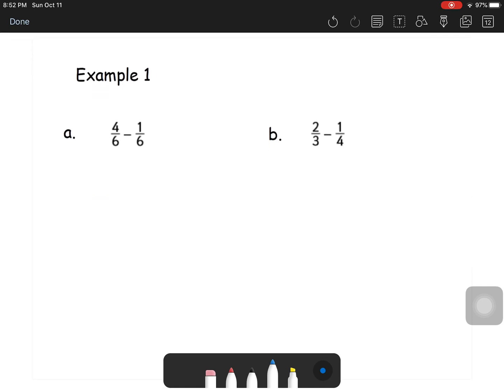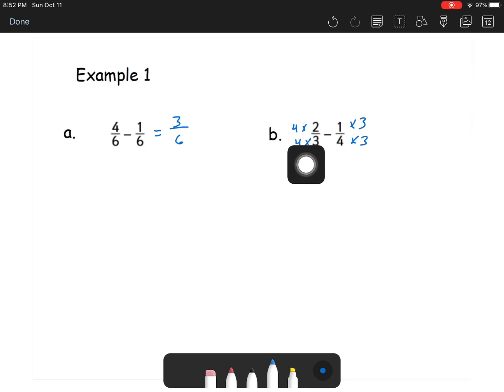Okay, so here we're just left to do the problem. So common denominators already. 4 minus 1 is going to be 3, so we get 3/6 for that one. Okay, for this one, 3 and a 4. So common multiple there would be a 12. So we're going to multiply by 3 and we're going to multiply by 4. We're going to rewrite those fractions.